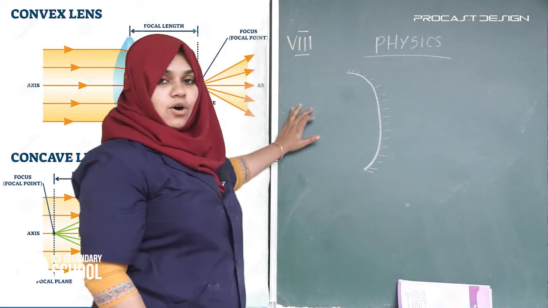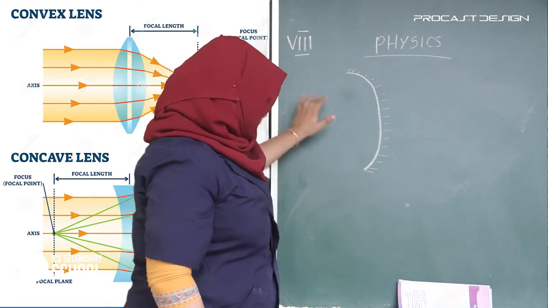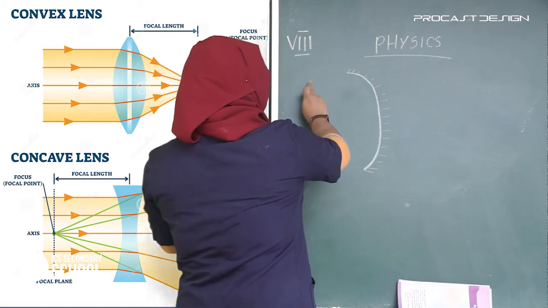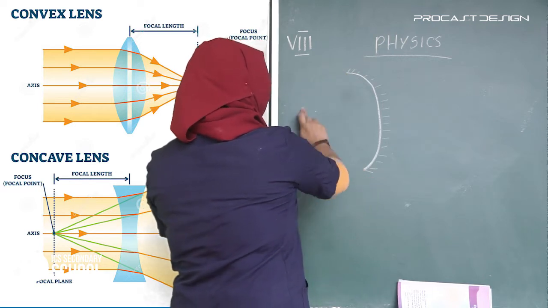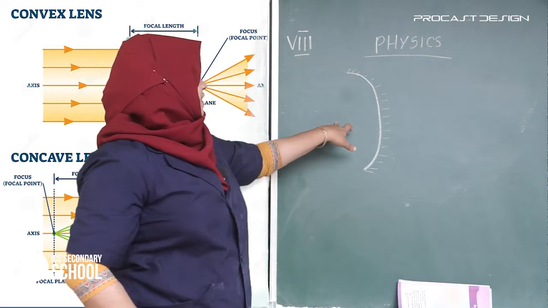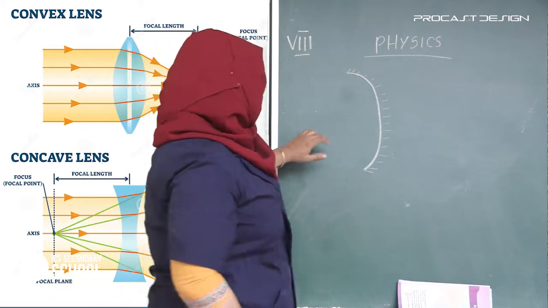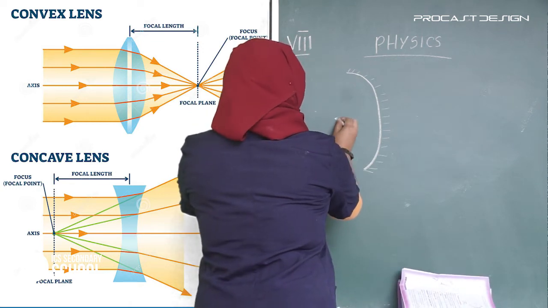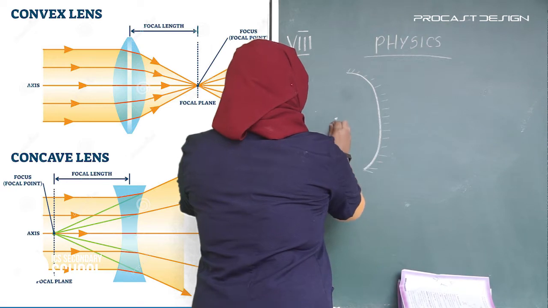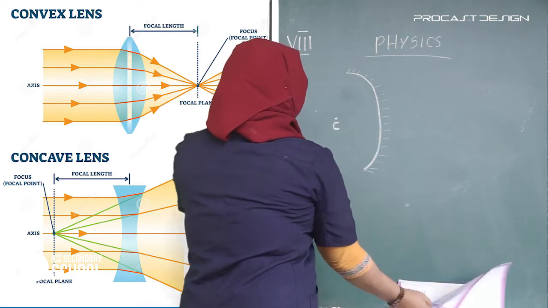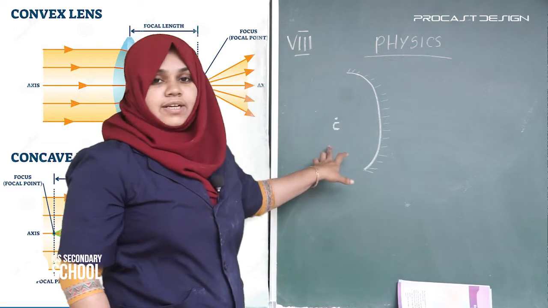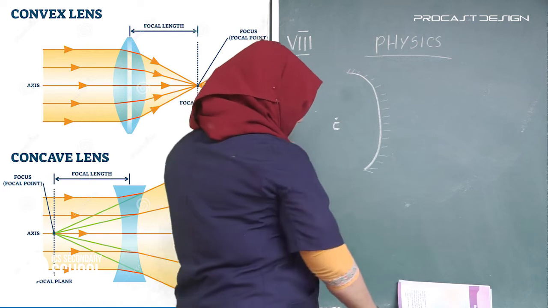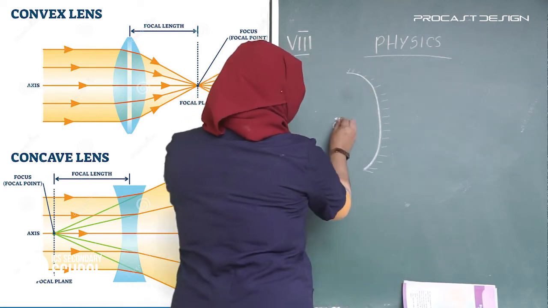The center of the sphere of which the mirror is a part is the center of curvature. It is just like a sphere. The center of the sphere is the center of curvature, which is indicated by the letter C. Here is the center of curvature.